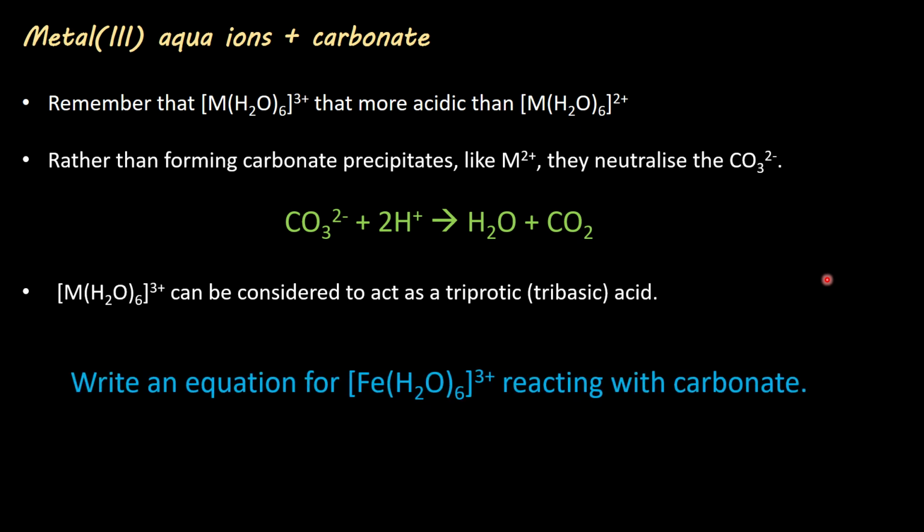What I want you to do is write an equation for iron 3 hexaaqua reacting with carbonate. You don't need to show what the positive ion on the carbonate is. It's probably sodium carbonate, but we're not interested in that now because it's a spectator. So pause the video, take your time, write an equation for that triprotic acid there, iron 3 hexaaqua, doing what it does, as we've seen in previous slides, when it acts as an acid, in other words, with carbonate.